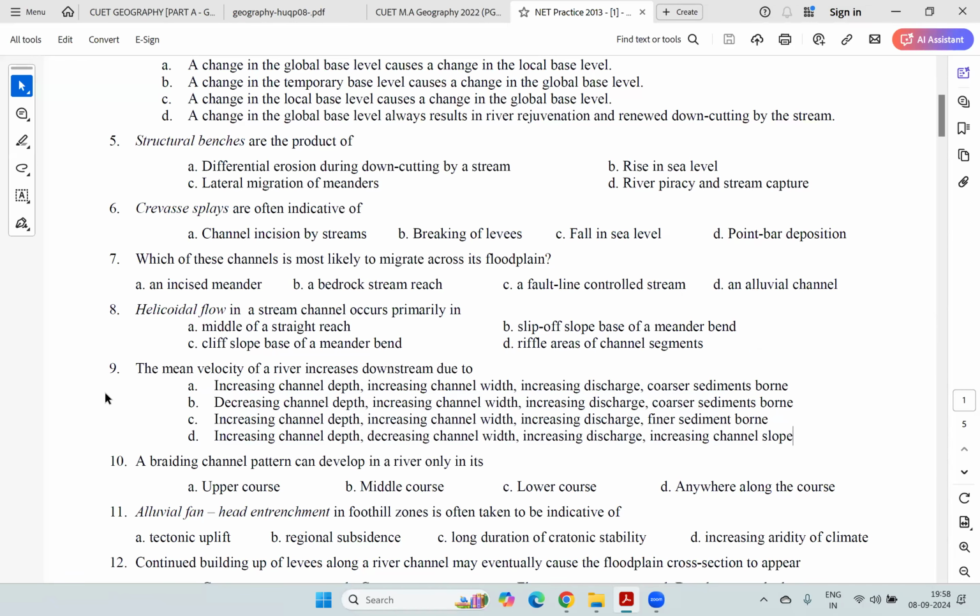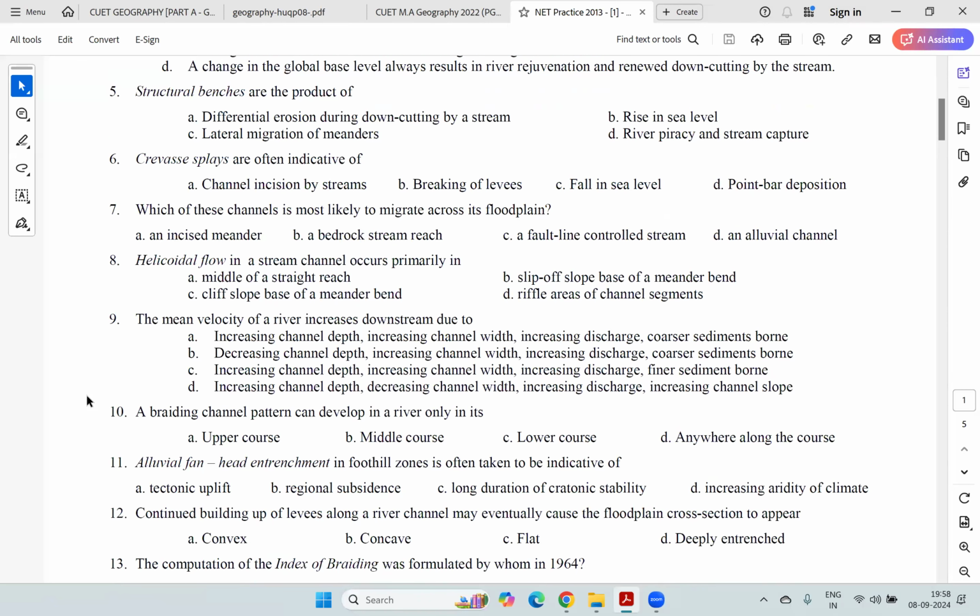Any idea? Increasing channel depth, increasing channel width, increasing discharge, coarser sediments? No, not because of that. The correct answer here would be C, 9C. The channel becomes deeper, the channel becomes wider, there is more water, so more discharge, so less friction, and there are finer sediments, so there is less obstruction in the channel. As a result, 9C is the better answer.